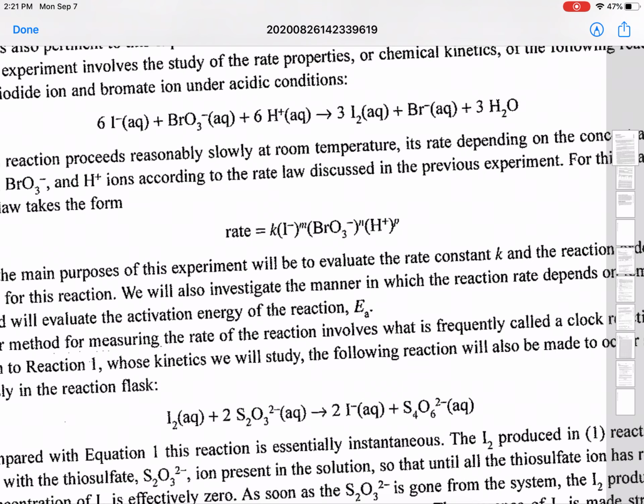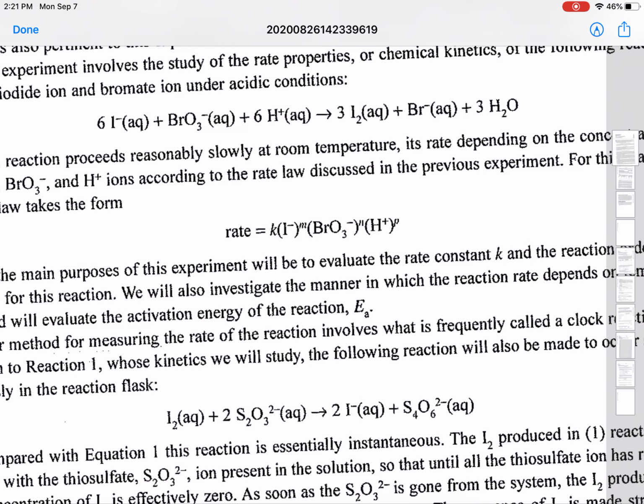That is going to be different than the reaction coefficients. Now you see in equation 1, there are 6 I minus, 1 bromate and 6 H plus. So those are your molar ratios. They are not the same as M, N and P orders. So the order will tell us by changing the concentration of the reactant how the rate is going to change.